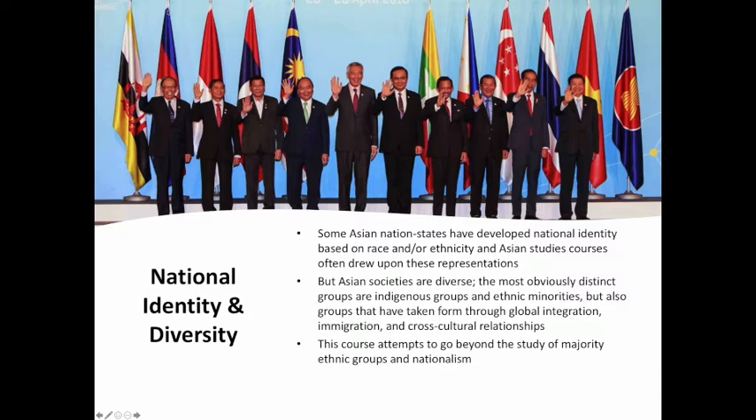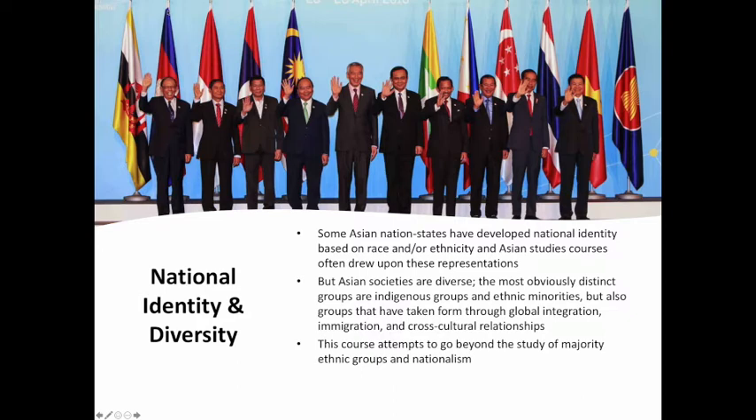National identity and diversity is one of the reasons. So here you have a publicity image from the Association for Southeast Asian Nations that is having a meeting. You can see the leaders of those states there, and behind them you have the individual flags of the countries that they represent. And some Asian nation states have developed a very robust national identity. That identity may be based on some kind of racial concept, it may be based on some ethnic concept.